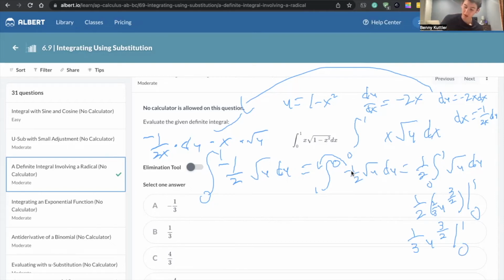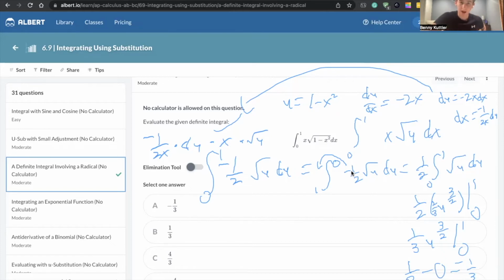But now if we plug in 1, we get 1/3 times 1 to the 3 halves, which is just 1 times 1/3. 1/3 minus our lower bound, 0 to the anything is 0, times 1/3 is 0. So that's 1/3, which is going to be our answer. But I want to show you another way you could have done this.